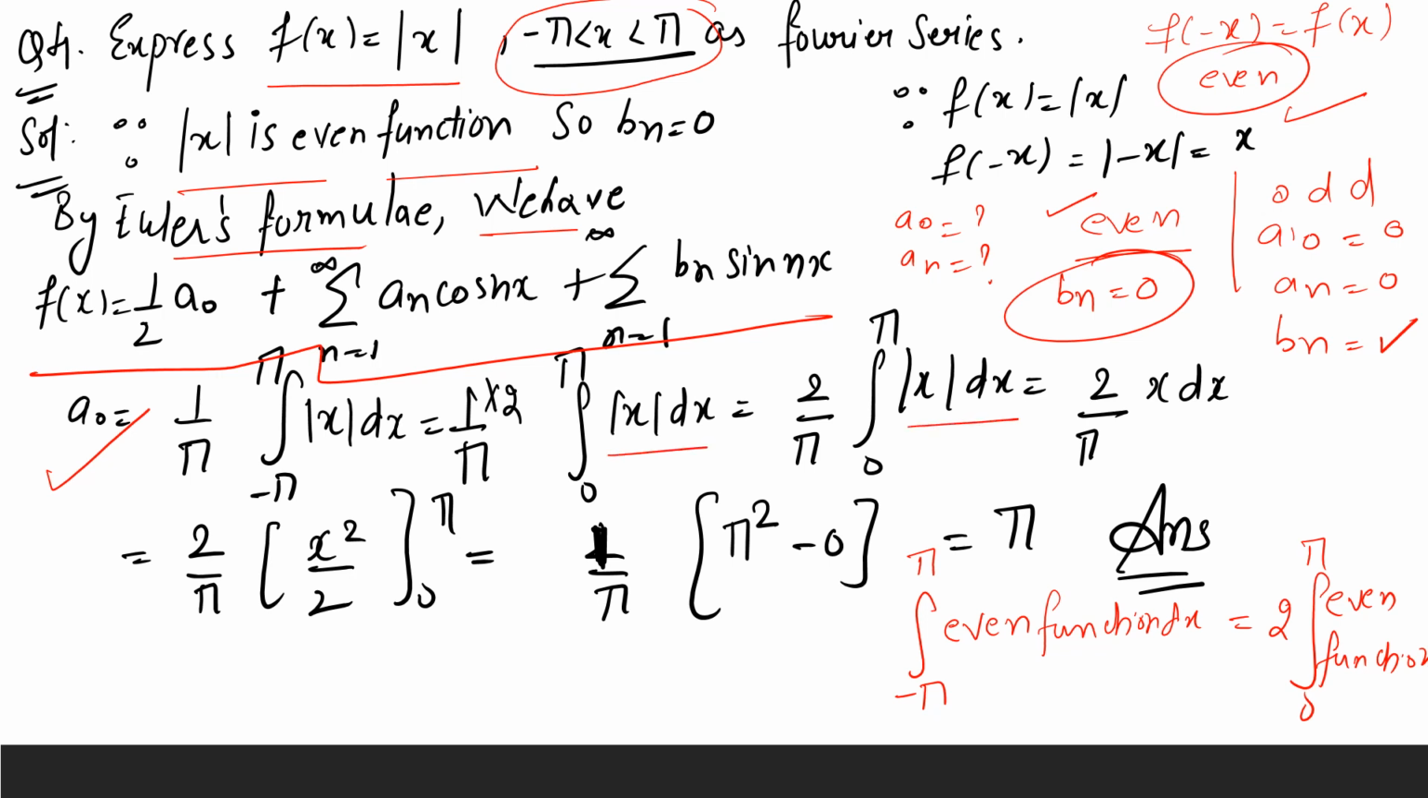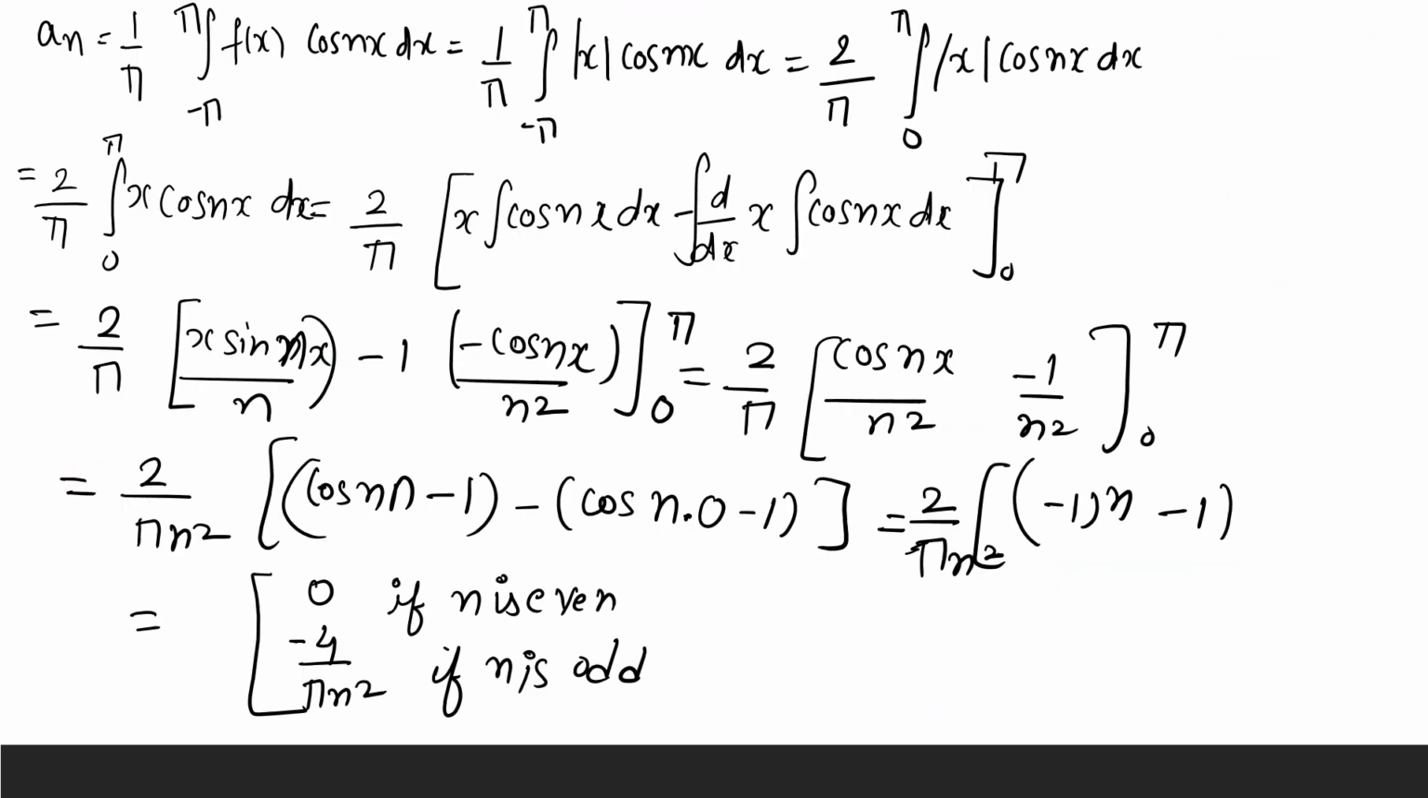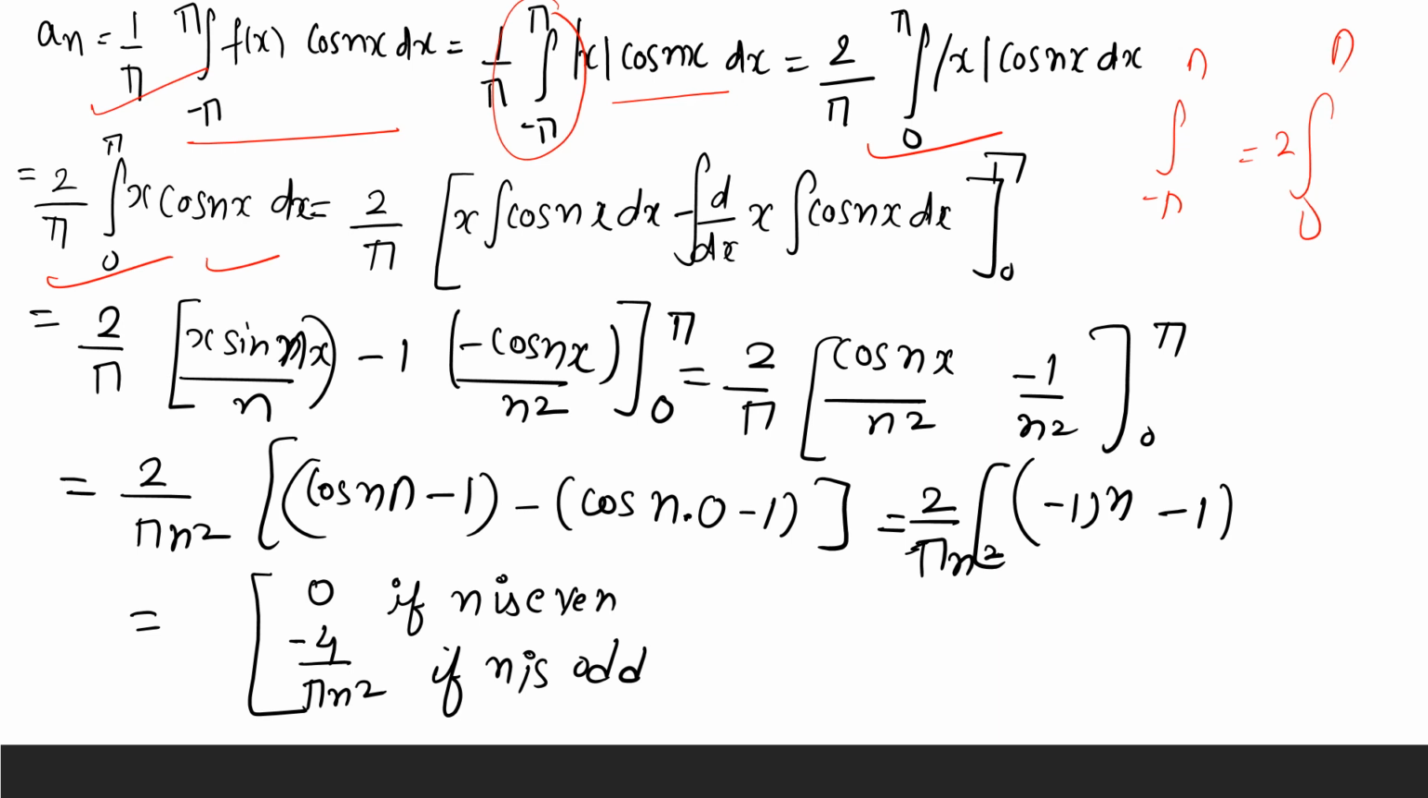And mod x, you know that from 0 to pi, mod x is always positive. So 0 to pi mod x dx, that will be integral of x dx, and we put pi and 0 values here. Answer will be pi. Then we will calculate an, mod x cos nx dx integration. Same here, we change minus pi to pi to 2 times 0 to pi, and then we did integration.